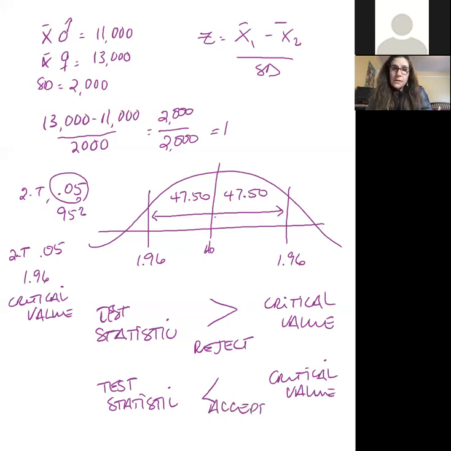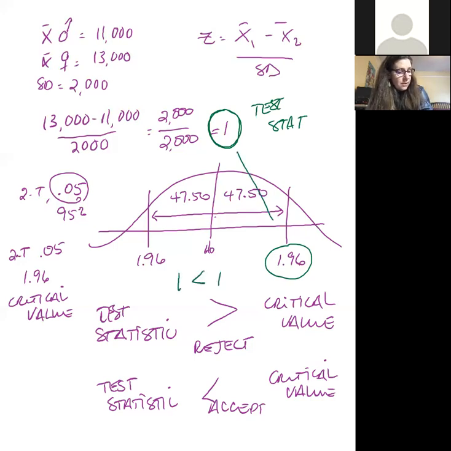So in this case, we're going to compare our test statistic to our critical value. When we make that comparison, we see that 1 is less than 1.96. So that means we have to accept our null hypothesis.